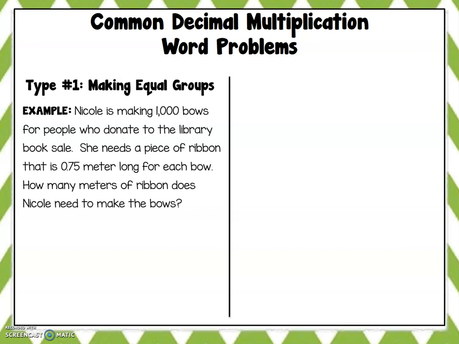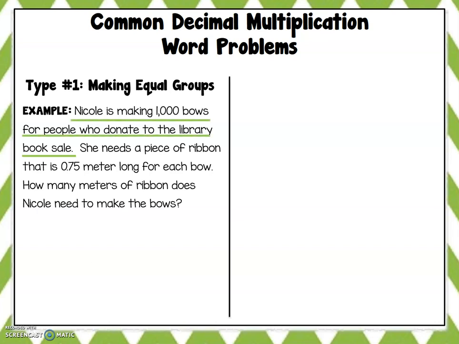So for example, the first story problem reads, Nicole is making 1,000 bows for people who donate to the library book sale. She needs a piece of ribbon that is 0 and 75 hundredths meter long for each bow. How many meters of ribbon does Nicole need to make the bows? So I can clearly picture someone named Nicole, I'm actually picturing my sister because that's her name, sitting down making bows for people who have donated to the library.